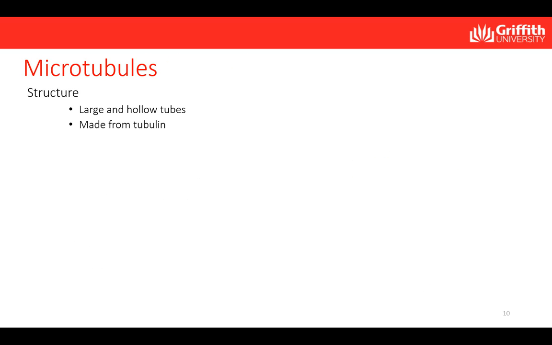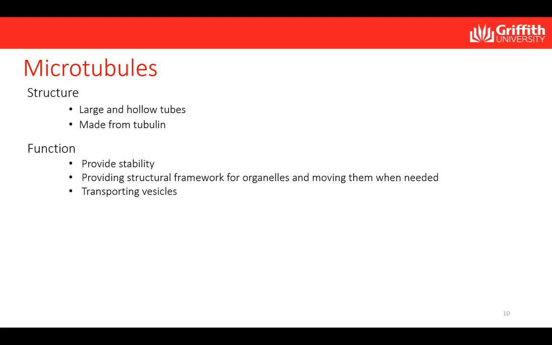The microtubules are large and hollow structures and are made up of tubulin. The primary function of these microtubules is to provide stability and a structural framework for the organelles, and is also involved in moving them when needed. Microtubules also play a key role in transporting vesicles.